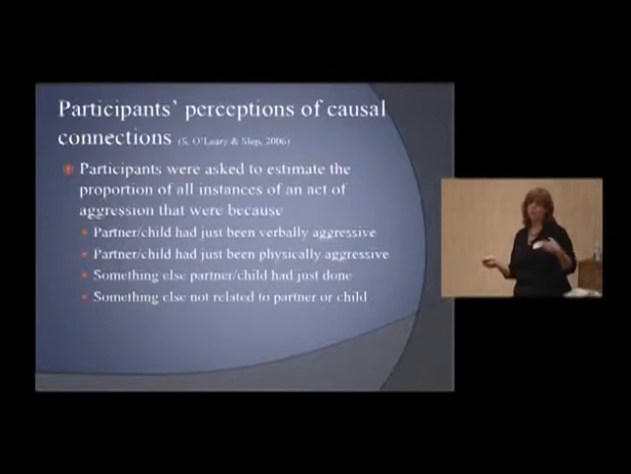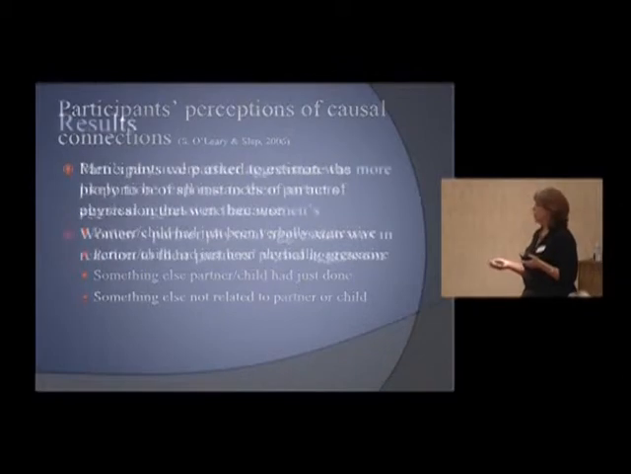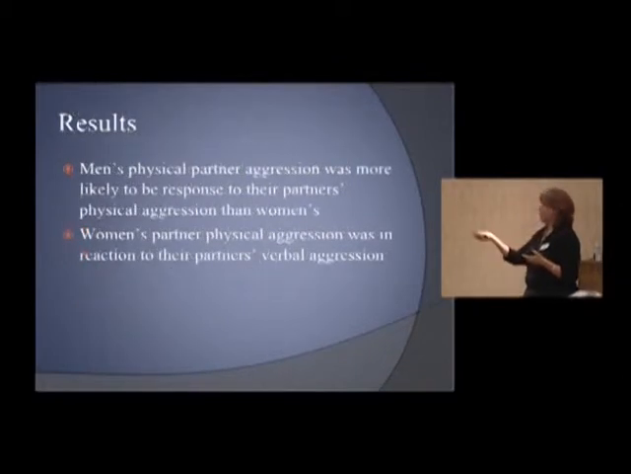So your kid mouthed off and you slapped them or whatever. What proportion of the time had your partner been physically aggressive to you, your child been physically aggressive to you, something else your partner had just done, your child had just done, and something else not related to your partner or your child? I boiled this down quite a bit, but there is a paper on it.